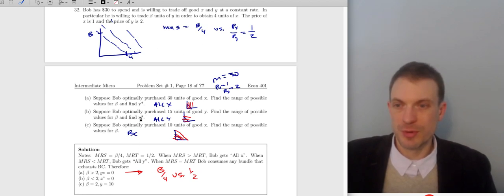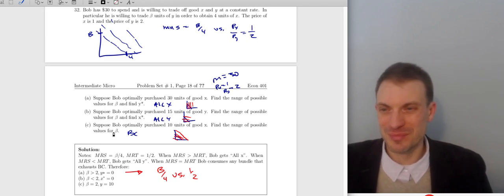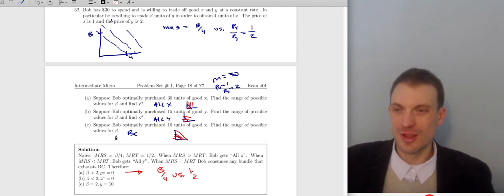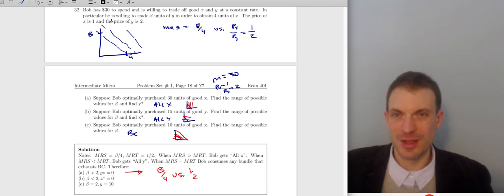And then suppose I purchase 10 units of good X, find the range of possible values for B. I'm going to buy some good Y, and so this is going to be a situation where B is exactly equal to 2, so that the MRS is equal to the price ratio. That's what this is. And how much Y do I buy? I'm going to exhaust my budget, so I'm going to need 10 units of Y.